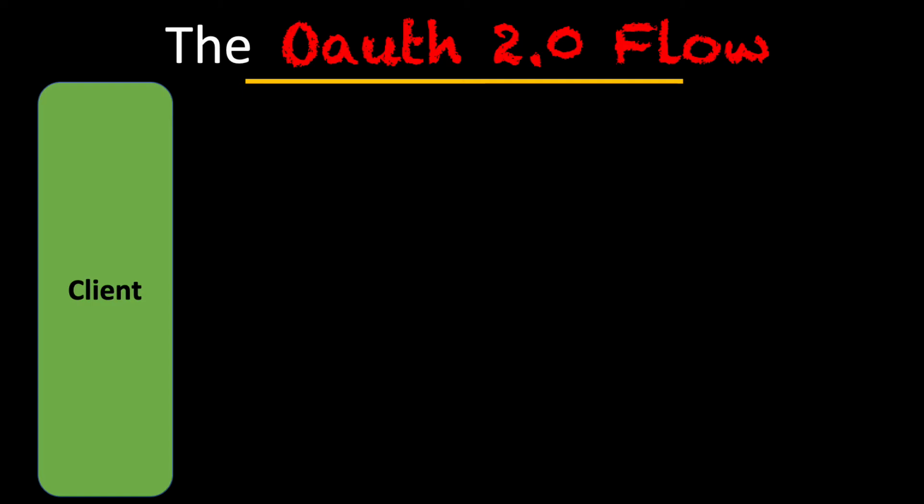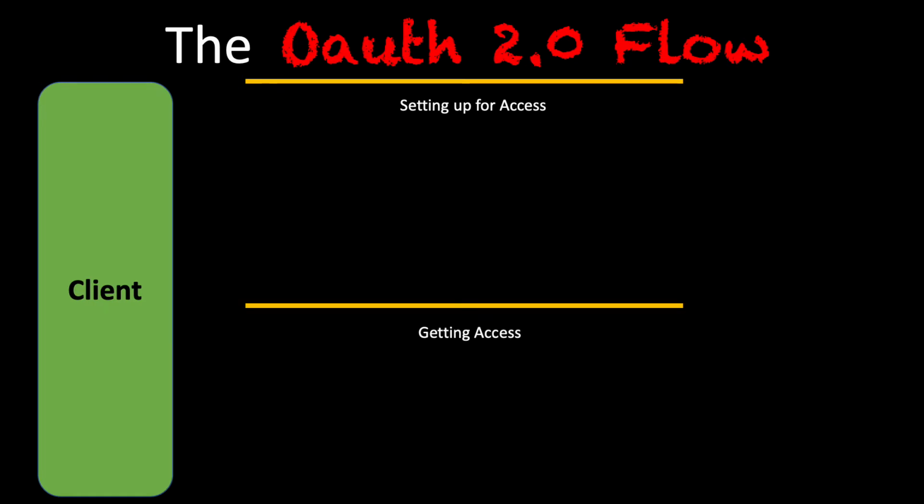We have our client on the left-hand side. So think of this as kind of like LinkedIn. So we're trying to start off with our LinkedIn here. And basically, when we look at the OAuth 2.0 flow, there's kind of like two phases. There's setting up for access, and then there's the actual getting access. So we need to do some initial upfront work before we can actually get access to what we want.